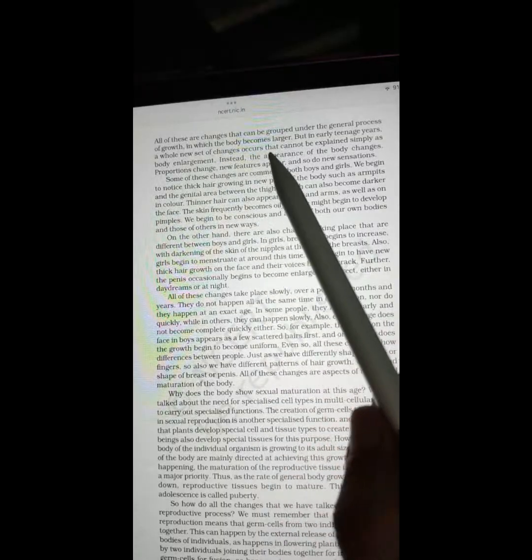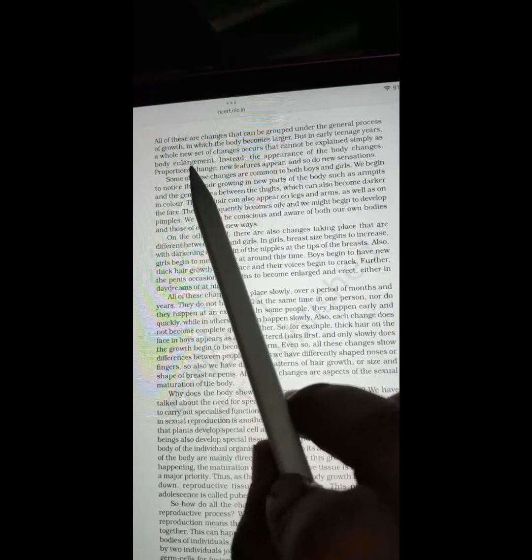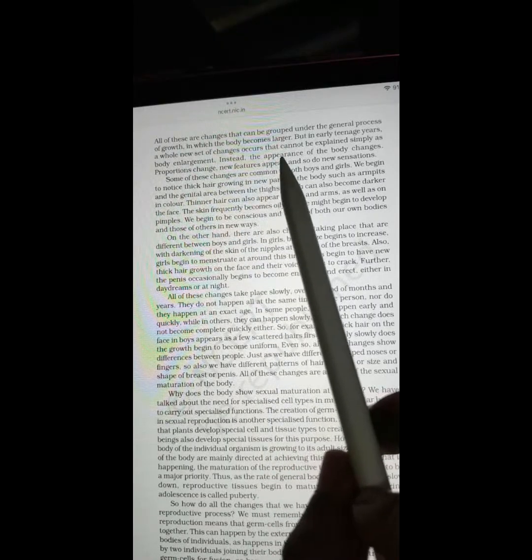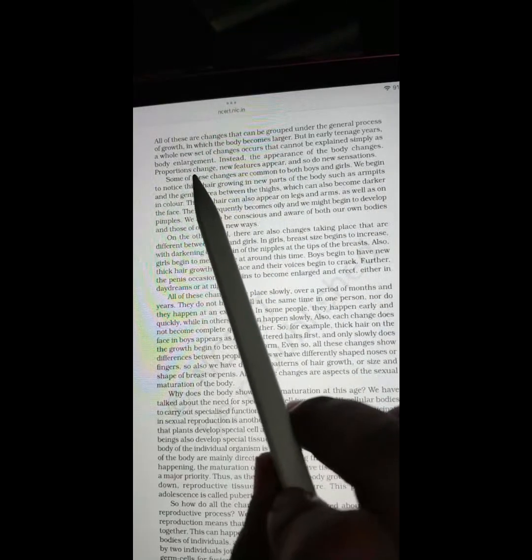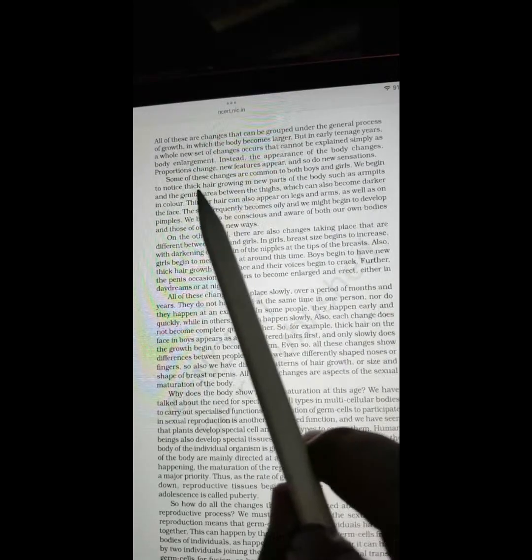All of these are changes that can be grouped under the general process of growth, in which the body becomes larger. But in early teenage years, a whole new set of changes occur that cannot be explained simply as body enlargement. Instead, the appearance of the body changes, proportions change, new features appear, and so do new sensations.